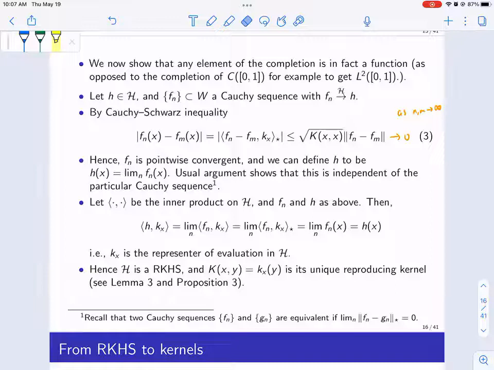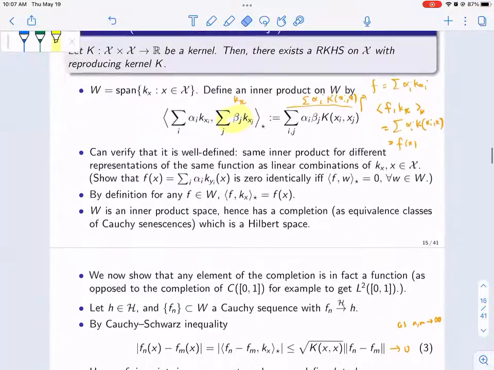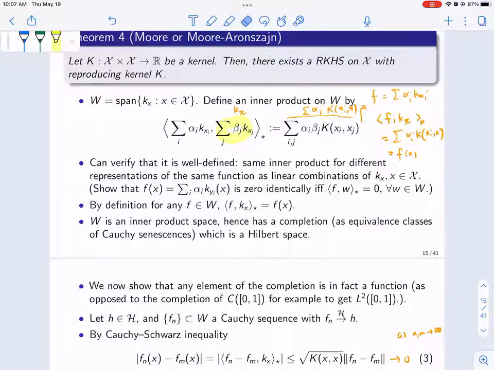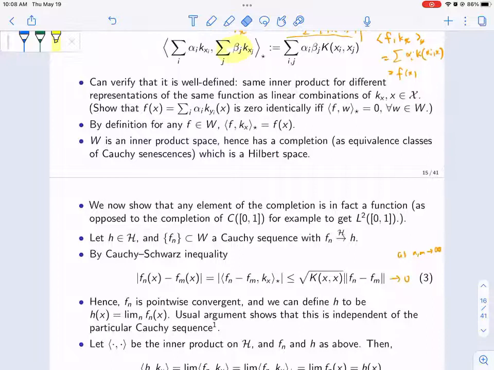Okay, so it's a little tricky, but the point is there is a way that we can define the RKHS by first defining an inner product space over the span, which has the right inner product, and then that inner product will give us the reproducing property over the space, and then we do the completion. Because of this representer property, you can already see the representer property together with Cauchy-Schwarz tells you that Cauchy sequences have to converge pointwise.